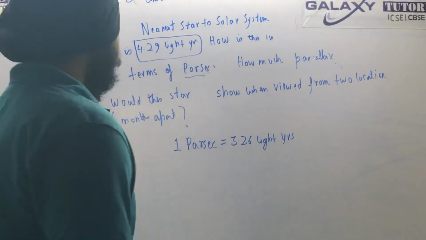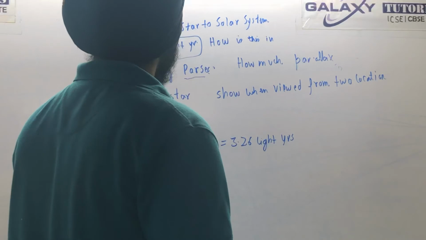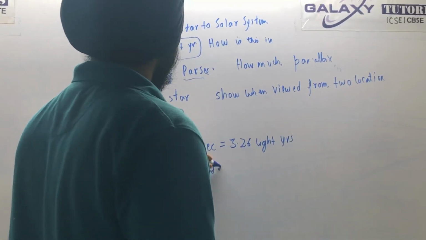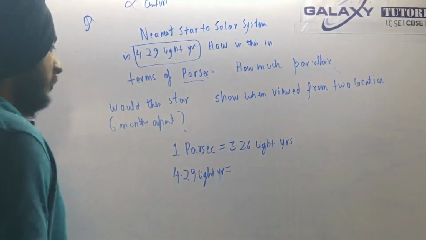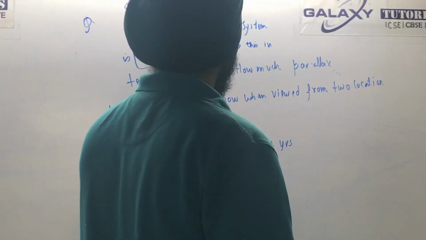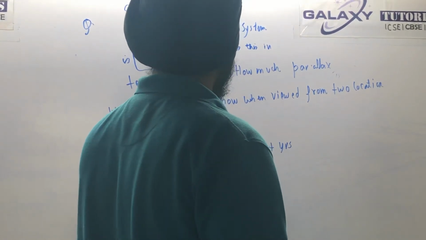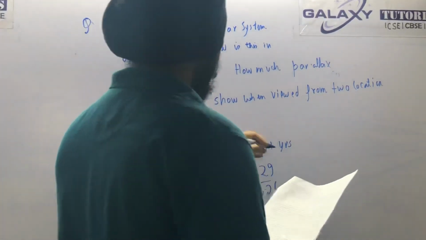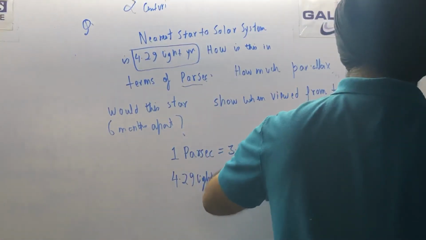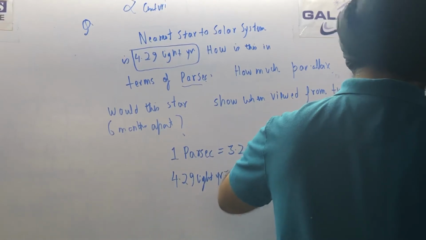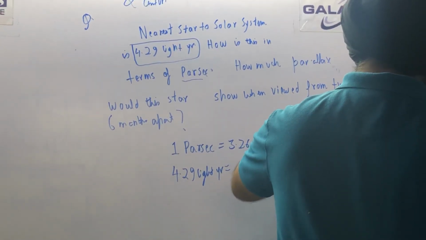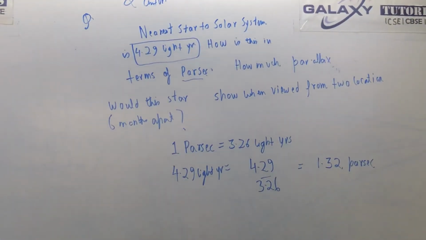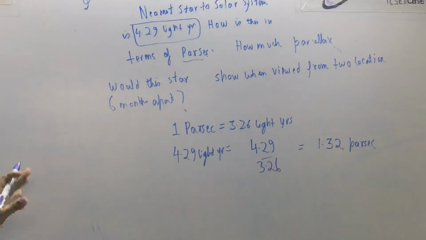Now, 4.29 light years is equal to how many parsec? Just divide these two: 4.29 divided by 3.26. And this comes out to be 1.32. So this is what they have given to us. This is the first part of the question.